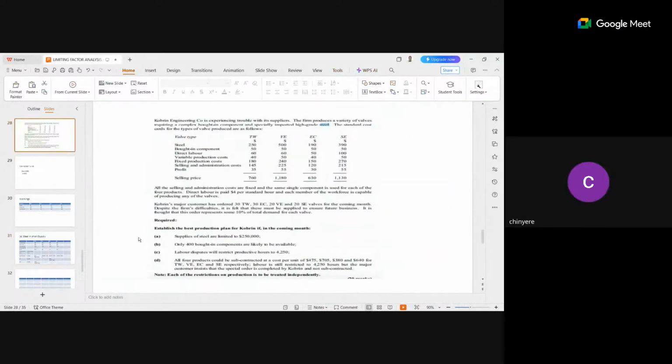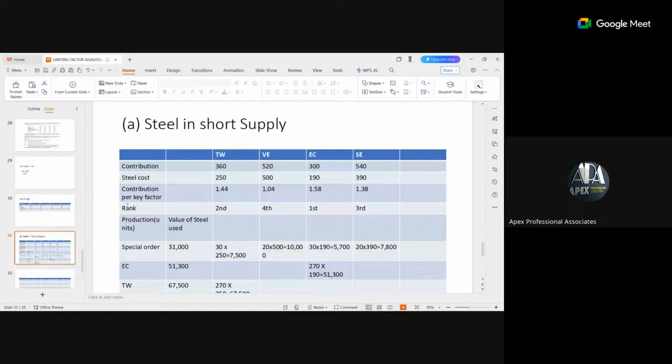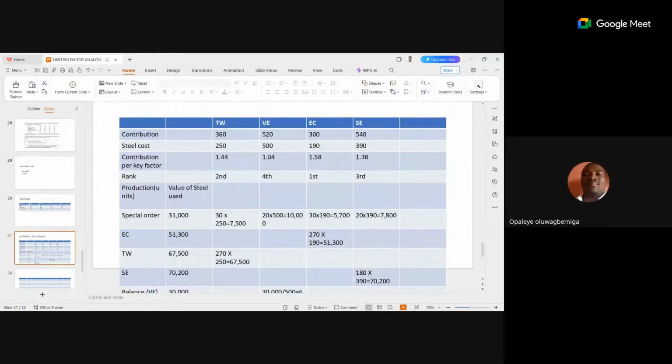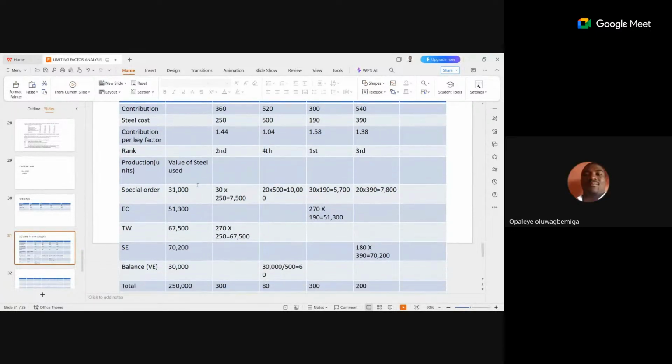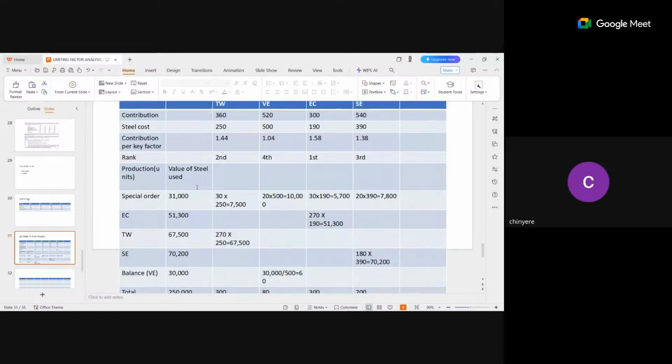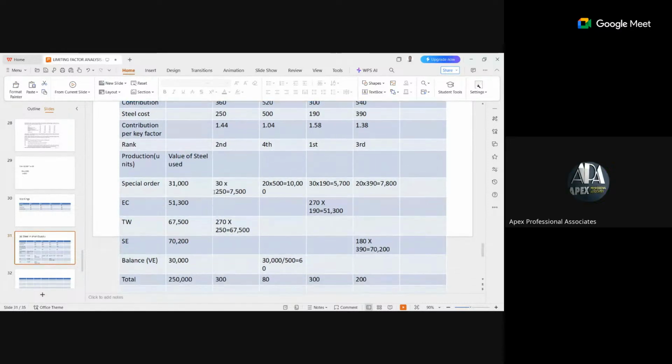Before you move on, you get that total for TW, the 300. For TW, yes, the special order 30 plus 270. 270. All right.